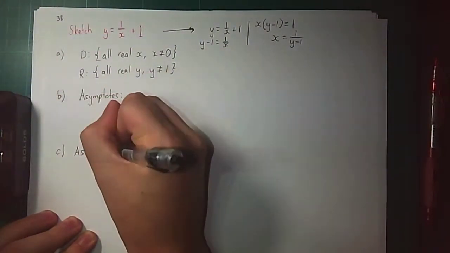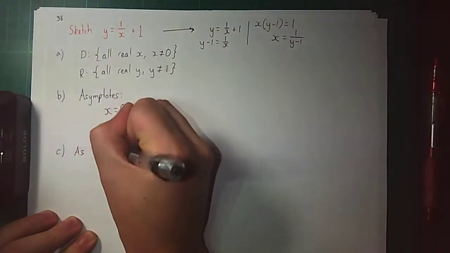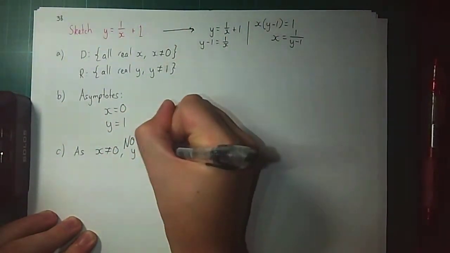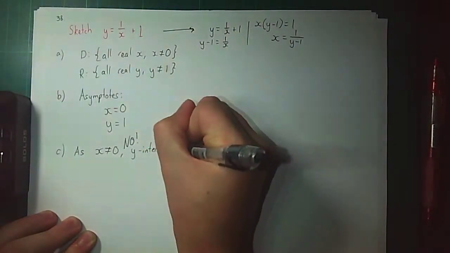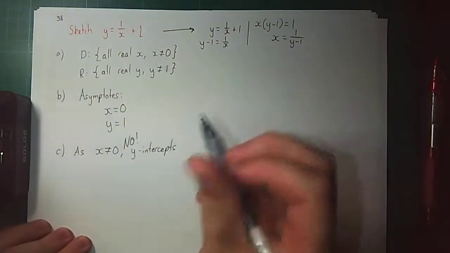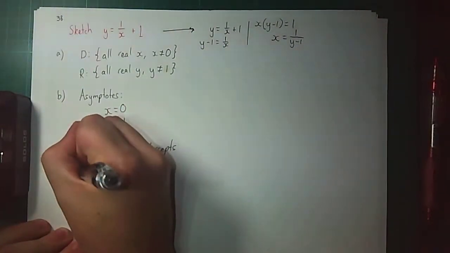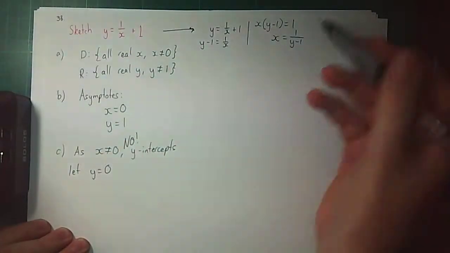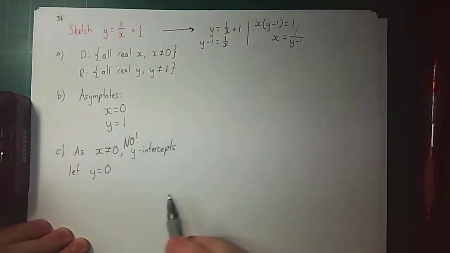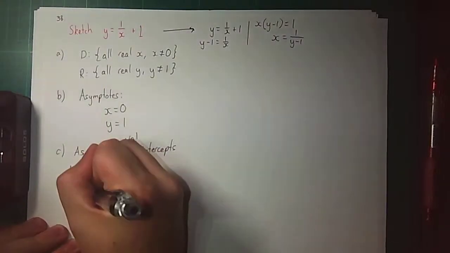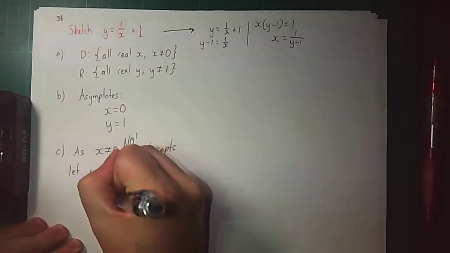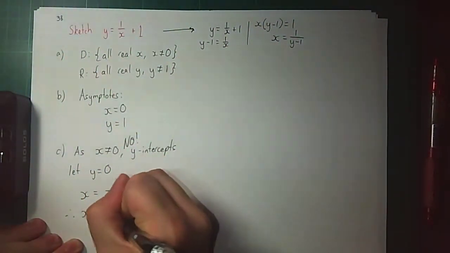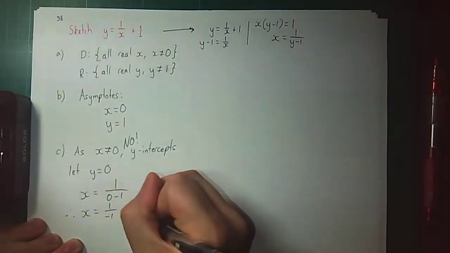As x cannot equal 0, there are no y-intercepts. But y can be 0. So let y equal 0. As we've rearranged this already, we can just substitute it in and see what we get. X is equal to 1 over 0 minus 1. Therefore, x is equal to 1 over minus 1, which is equal to negative 1.